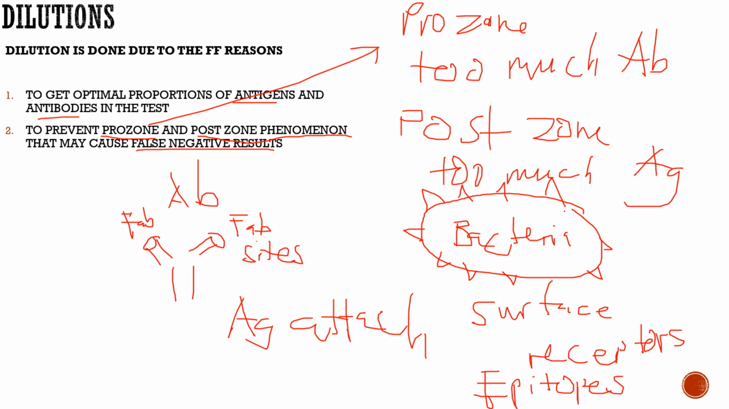Kunwari lang. What happens here is that the FAB site, whenever your body would detect an antigen, such as your bacteria, it would produce antibodies. Now, ang gagawin ngayon ng antibodies is that they would attach to these epitopes. Itong mga epitopes na to.